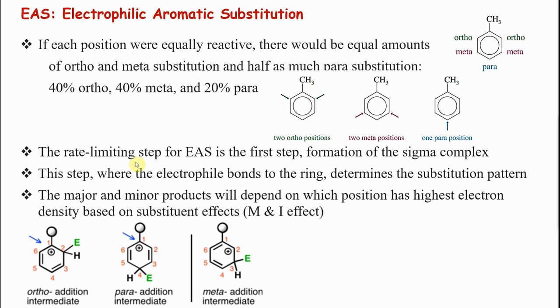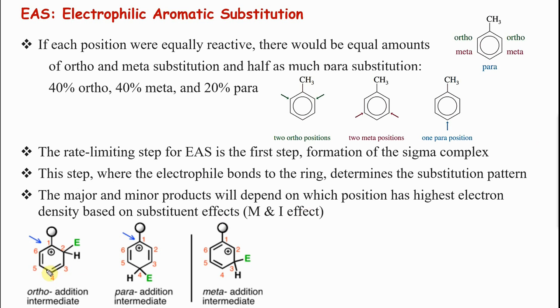But that is not the case. The rate determining step is the first step, the formation of the sigma complex, as we saw. So before this step happens, who is attacking the electrophile? The pi cloud. And the position where the pi cloud is strongest is the position that will attack, where the electrophile is bonding to the ring. So the major and minor product will depend on which position has the highest electron density.